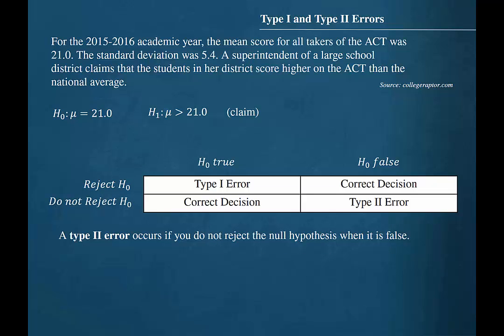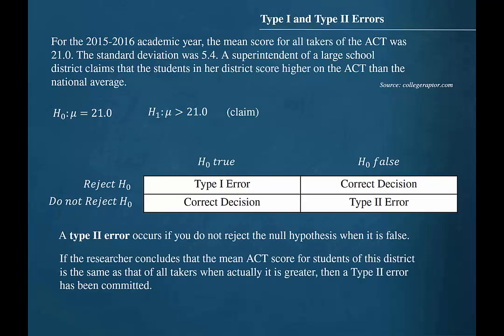A type 2 error occurs if you do not reject the null hypothesis when it is false. In this case, if the researcher concludes that the mean ACT score for students of this district is the same as that of all takers when actually it is greater, then a type 2 error has been committed.